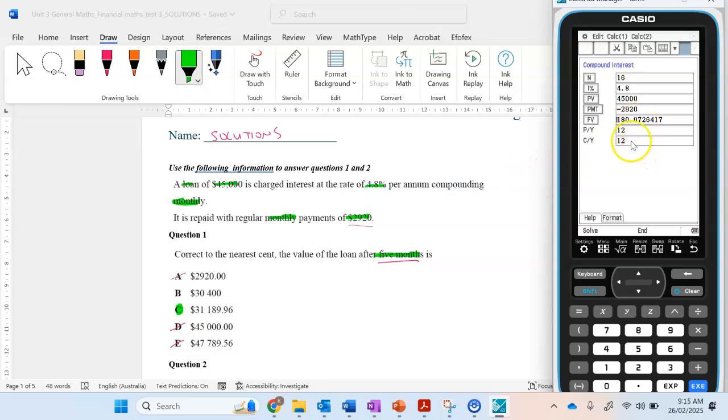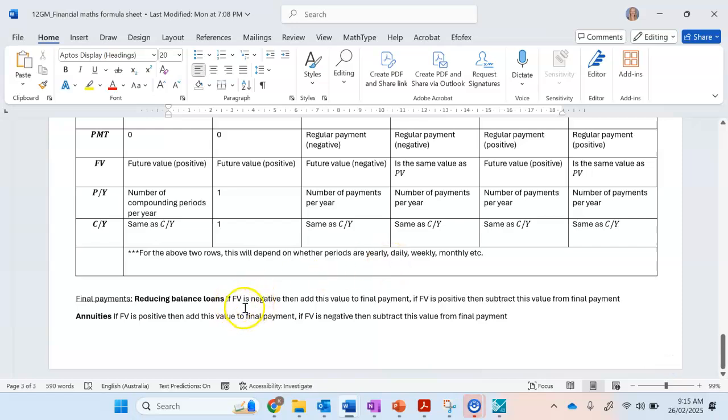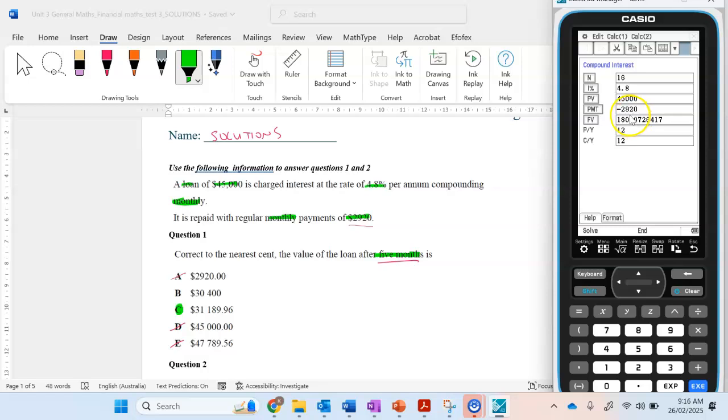$180.07. All right, so we've got to say, well, that amount is extra. So is it extra that I owe to the bank, or does the bank owe it to me? If we have a look at our formula sheet, if your future value is negative, then you add that to your final payment, so it's still money that is owed to the bank. But if it's positive, then we subtract it from the final payment. So we've got $2,920 and we're going to subtract $180.